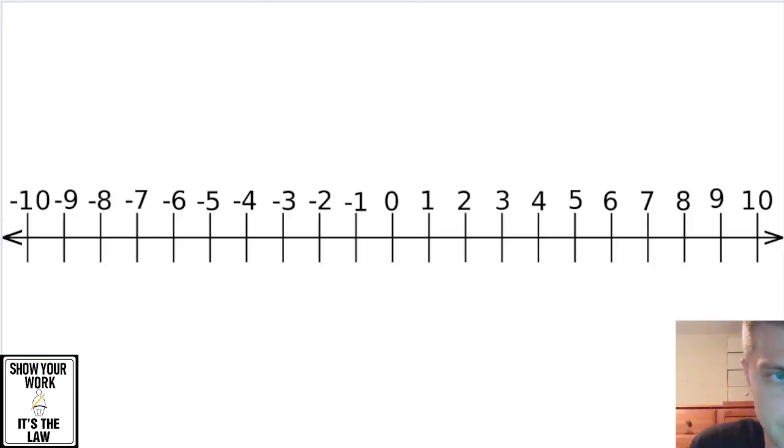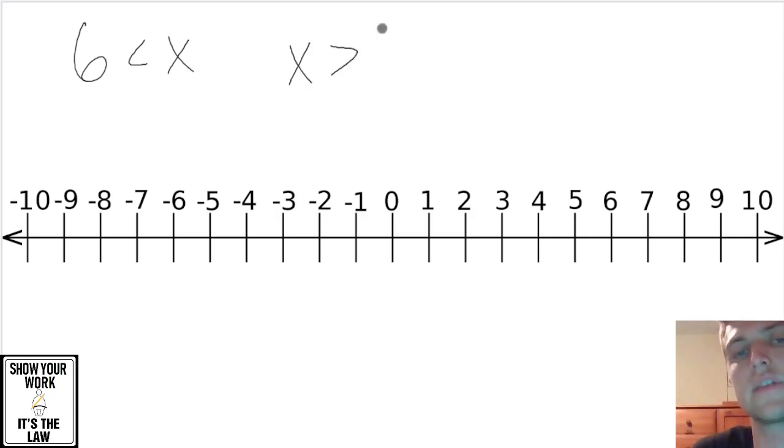So if we have 6 is less than x, or like I said, another way of saying it is x is greater than 6. These two sentences mean the exact same thing. See, we flipped our x and our 6, but we also flipped the sign as well. So that's very important. Okay, so if we have x is greater than 6, we want to start with the number they already gave us. So we have a 6. So let's find our 6. Our 6 is right here. But it's not going to equal 6. So we're just going to put a circle over top of it. The circle means it doesn't equal 6.